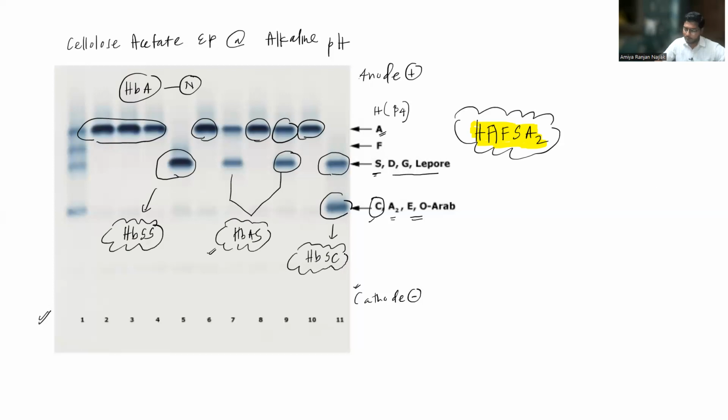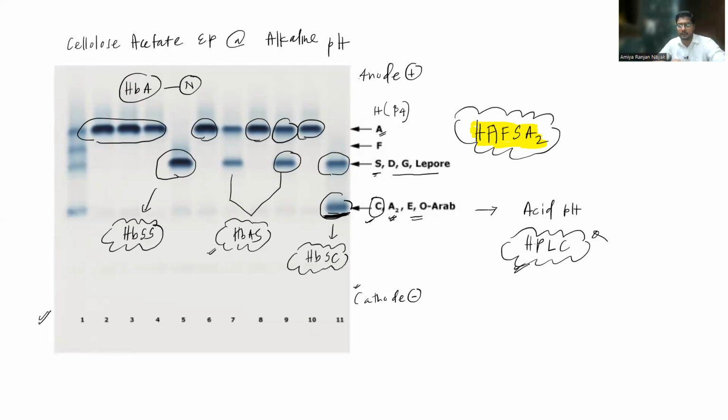Now you must be thinking that if a band is present here, how can you tell that this is C and this is not A2? Yes, from this electrophoresis, you cannot differentiate whether it is C or A2. To differentiate that, either you can go for electrophoresis at acidic pH, or you can go for high performance liquid chromatography. In recent times, we generally do not use this cellulose acetate electrophoresis. I have never seen a report of cellulose acetate electrophoresis. What we use is high performance liquid chromatography.